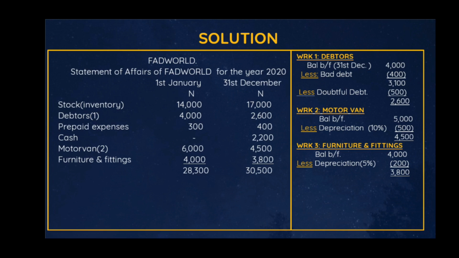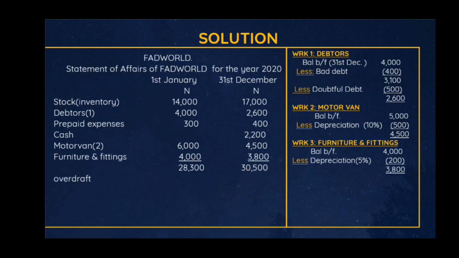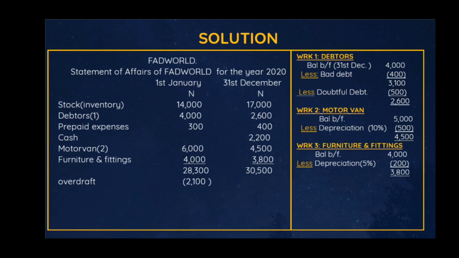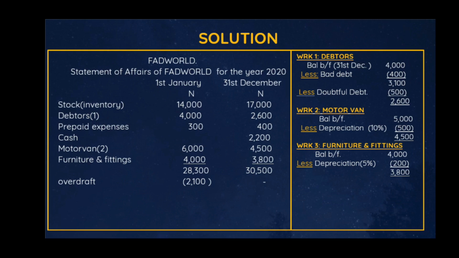Now to know our capital, we are going to subtract the liability from it. Now let's start. We have overdraft at the beginning of the year, 2,100 naira. We are going to subtract 2,100 from it. At the end of the year, there's no value for overdraft, which means we don't have value for it.